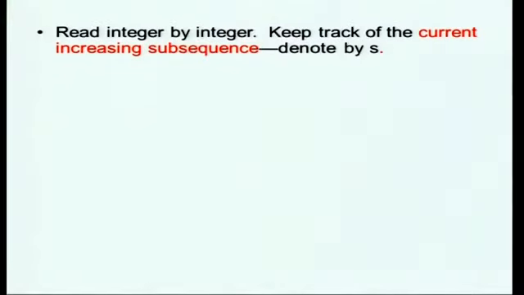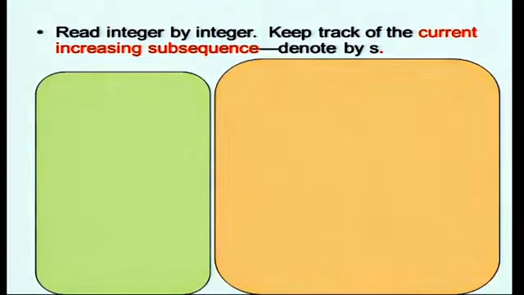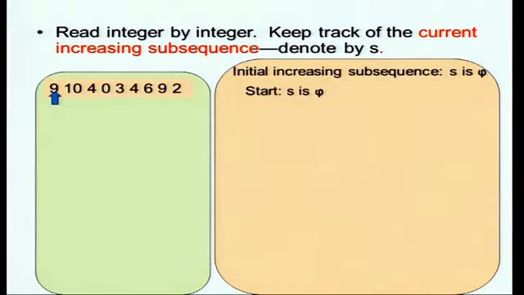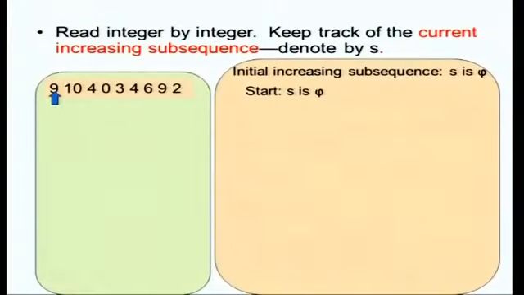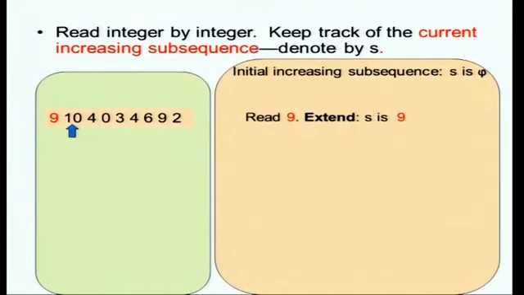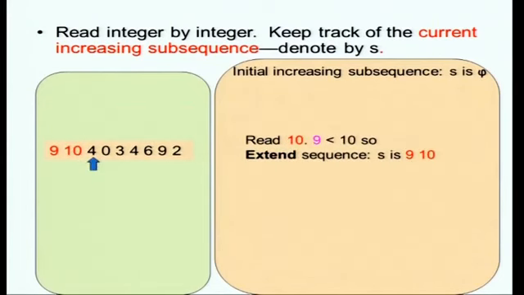So what we need to do is to keep track of the current increasing subsequence. Let us say that it is denoted by S. Before we get into the code, let's see how we will do it by hand. Initially the increasing subsequence S is empty. After you read 9, you have an increasing subsequence which consists of exactly one number. So S is 9. Now the next number is 10. 10 is greater than 9, so you extend S.